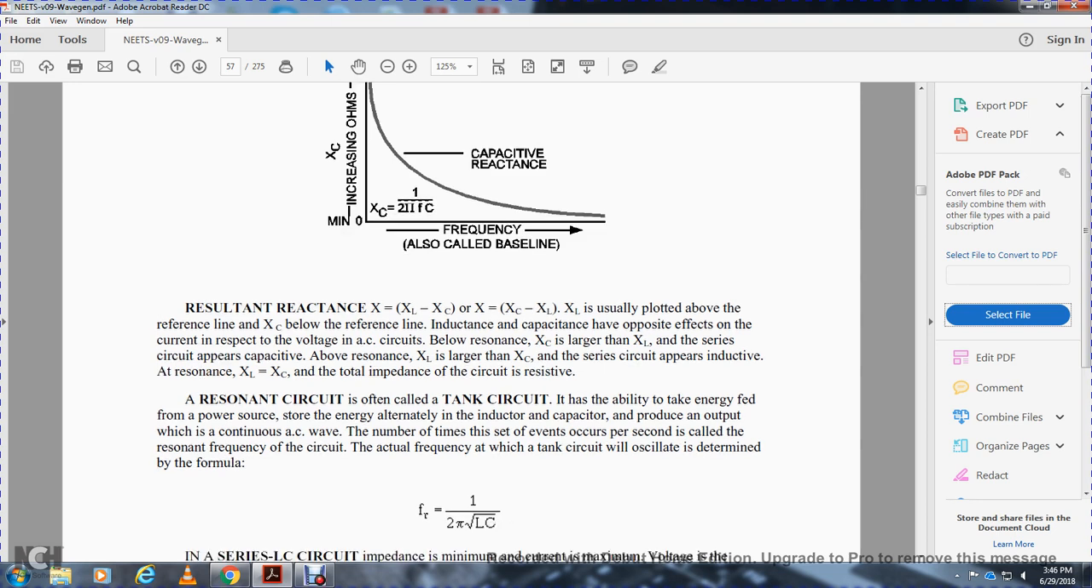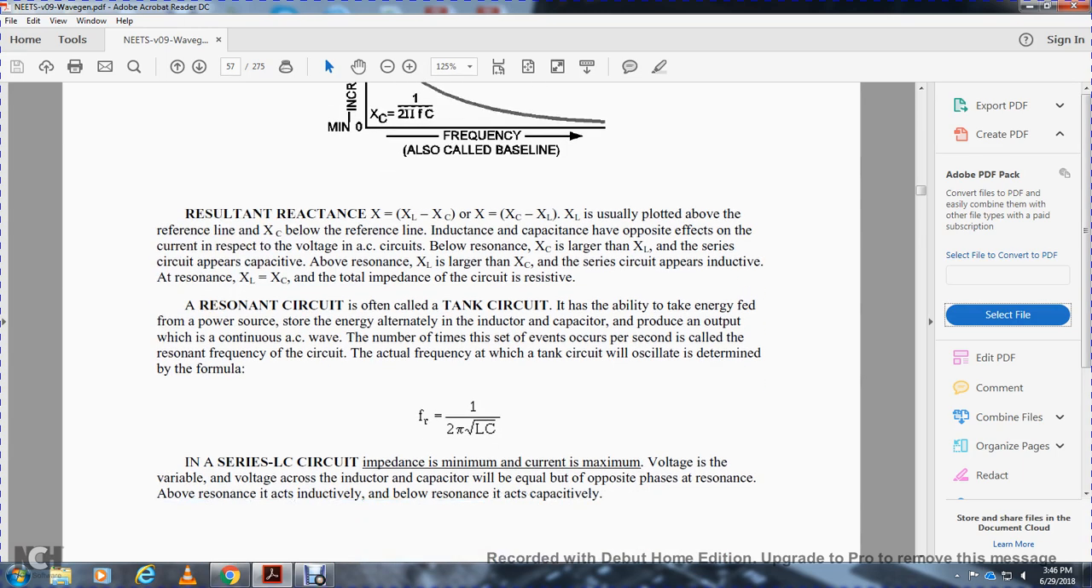A resonant circuit is often called a tank circuit. It has the ability to take energy fed from the power source and alternate it between the inductor and capacitor to produce an output with a continuous AC wave. The number of times per second that this event occurs is called the resonant frequency of the circuit. The actual frequency at which the tank circuit will oscillate is determined by the formula: resonant frequency is equal to 1 over 2 times pi times the square root of the inductance times the capacitance.